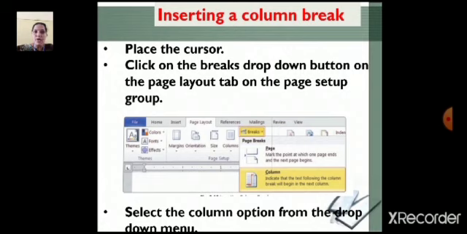Then we have to click on breaks drop down button on the page layout tab on the page setup group. There in this picture you can see in the breaks drop down list you have option called column. So if you click on that column, from the place where you place the cursor, the text will be shifted to the next column. This is column break.